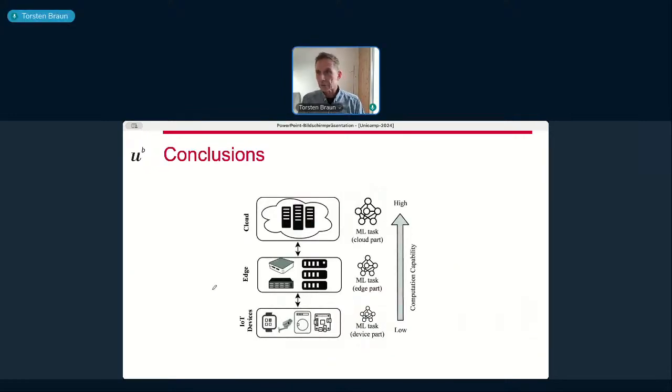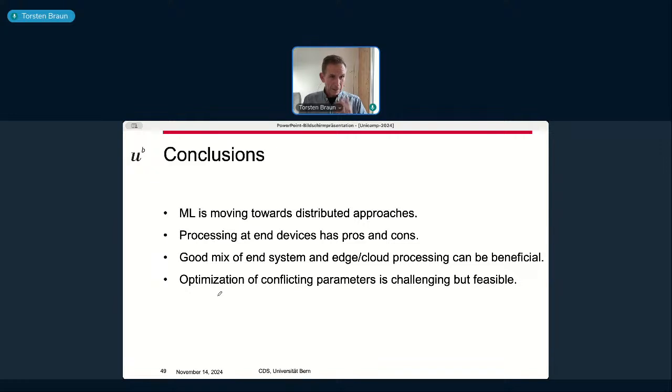Okay, this brings me to the conclusion. I promised to finish after some 45 minutes to have some time also for discussions. I tried also to motivate that machine learning, in particular in IoT scenarios, is moving towards distributed approaches because of different reasons: optimizing the computation resources, but also because of privacy concerns, in particular when we don't want to distribute raw data.